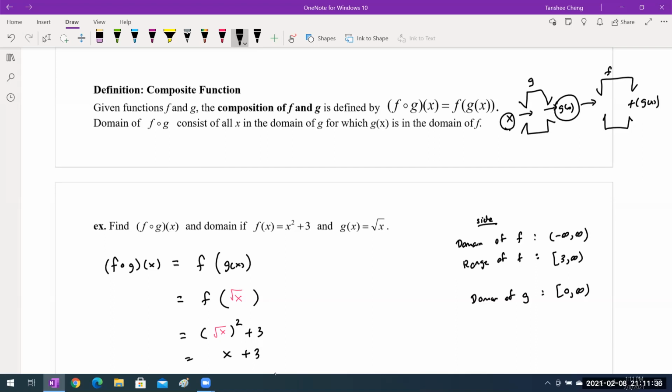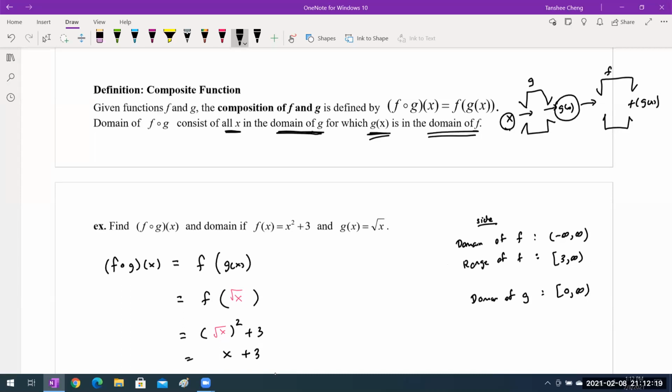So we are talking about the domain being all the x values that are in the domain of g functions, such that g of x is in the domain of f functions. Right? So first of all, in this case, my g of x is the square root of x. So g of x is basically the range. Will any value in this range be covered in the domain of f? That's what we need to look at.